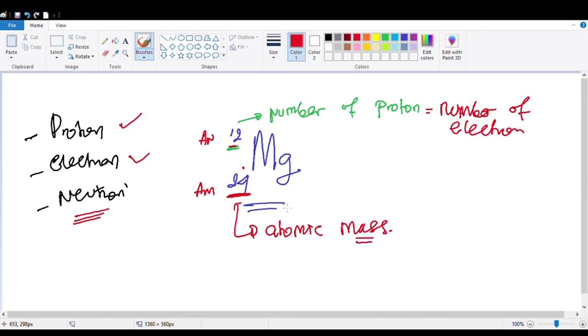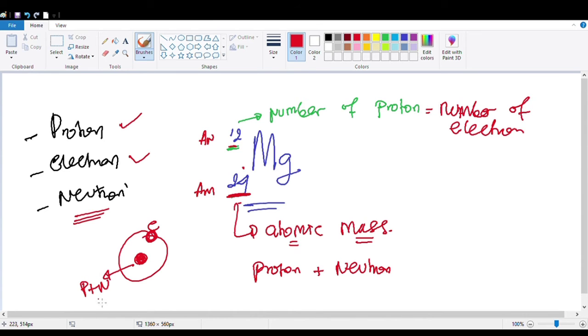The atomic mass is the addition of proton and neutron. So again, if you remember the structure of the atom, this is the nucleus and this is the electron. This nucleus has proton and neutron, and these define the mass of the atom. So atomic mass is proton plus neutron.